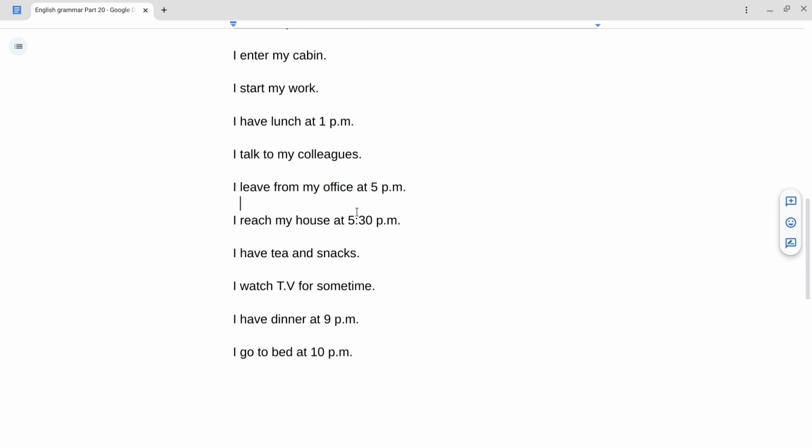So I leave from my office at 5 p.m. means not just today, every single working day. This is the time. 5 p.m. is the time that you take leave, that you leave from your office and you go to your house. Okay. I reach my house at 5:30 p.m. So 5:30 p.m. is the time when you reach your house every single working day. I reach my house at 5:30 p.m.